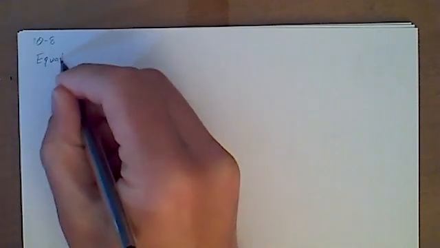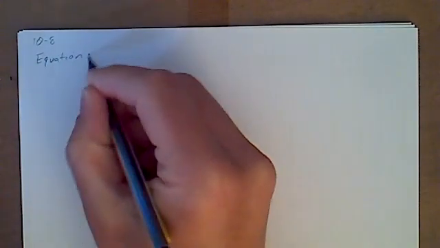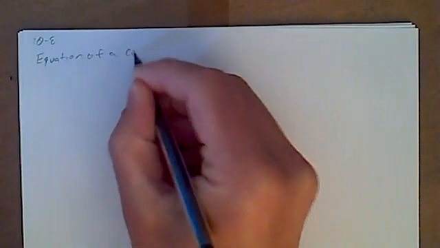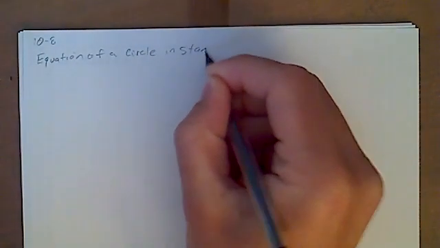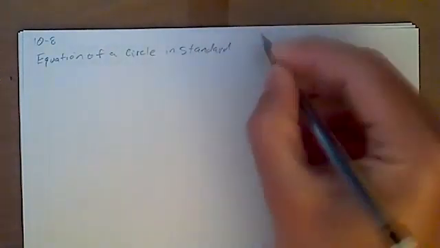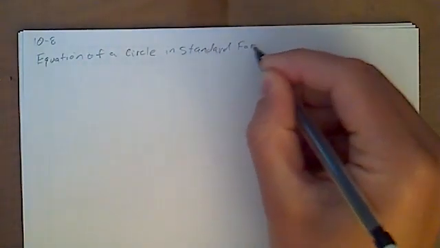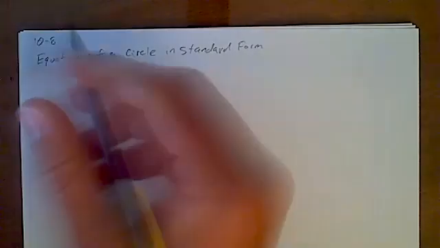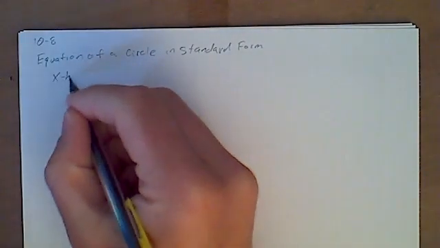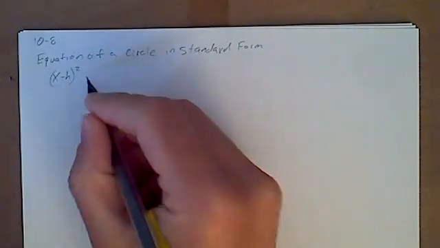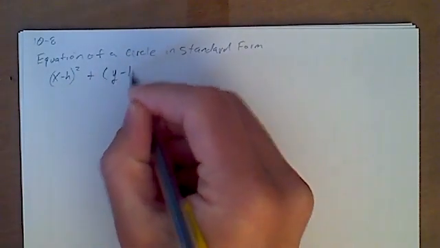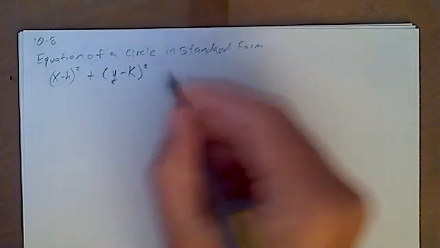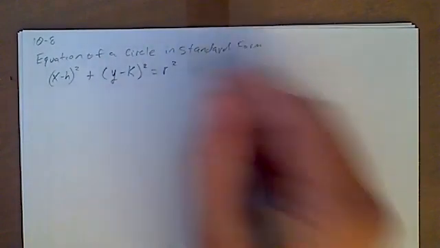And the equation of a circle in standard form is (x minus h) squared plus (y minus k) squared equals r squared.